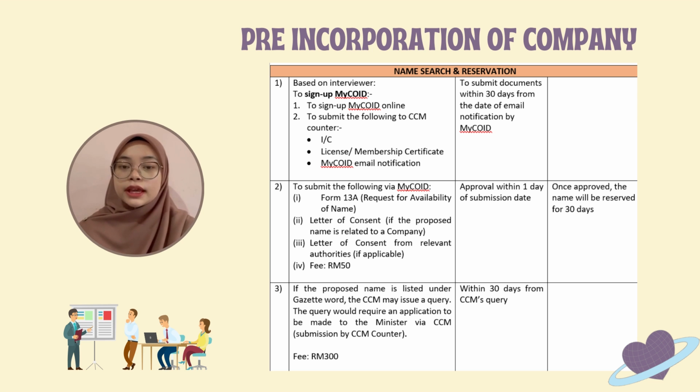After the name search and we know that the name is available, the company needs to fill Form 13A to request for availability of name, and a letter of consent if the proposed name is related to any company, and a letter of consent from relevant authorities if applicable. All these documents need to be submitted with a fee of RM50. After we submit all these documents, we need to wait for approval within 1 day of submission date, and once it is approved, the name will be reserved for our company for 30 days.